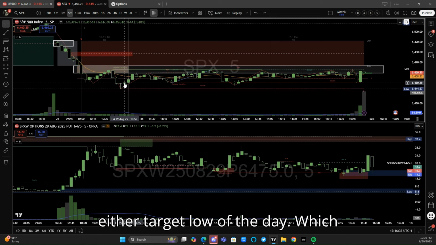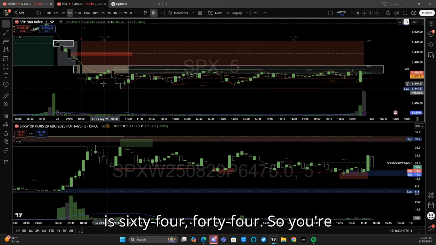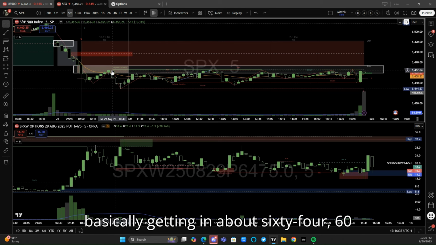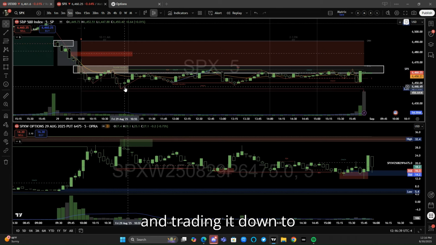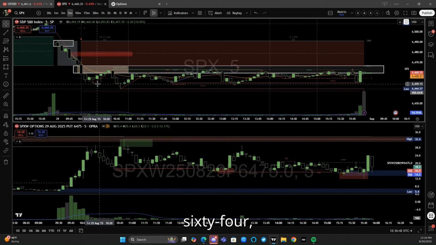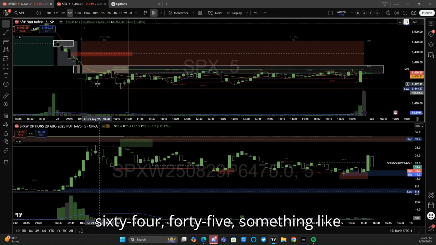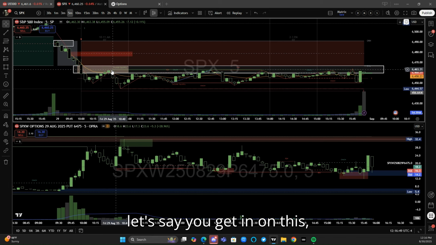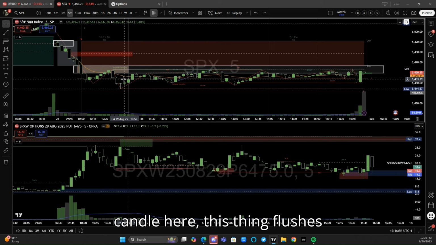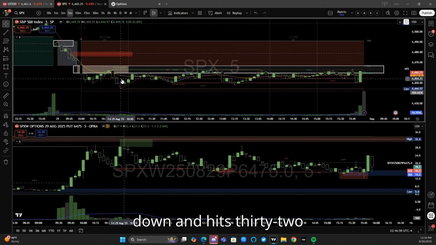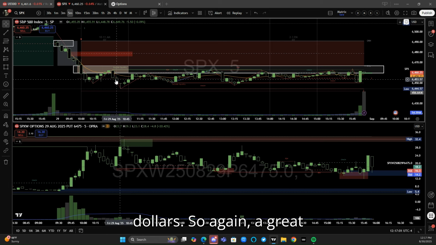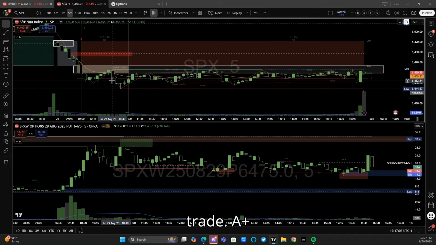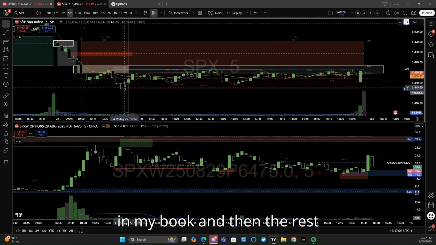you're going to either target the low of the day, which is 64.44. So you're basically getting in at about 64.60 and trading it down to 64.45, something like that. But you get this move here. So let's say you get in on this. Okay, $18 opening at this candle here. This thing flushes down and hits $32. So again, a great trade, A plus in my book.